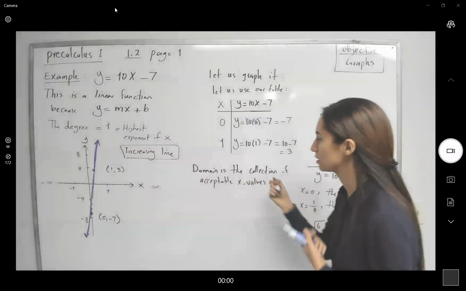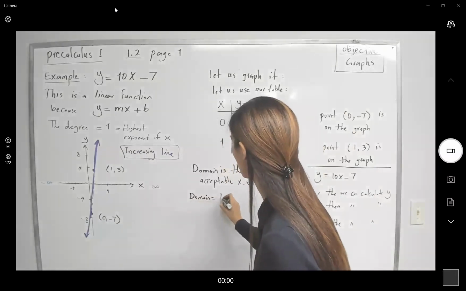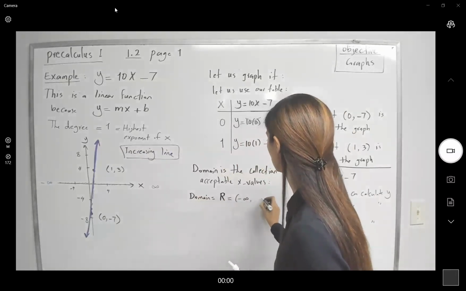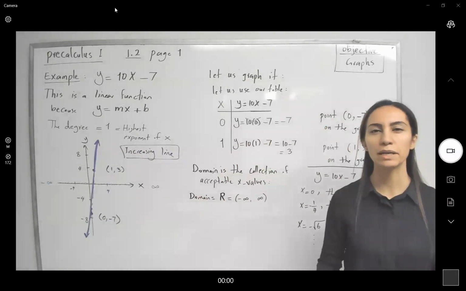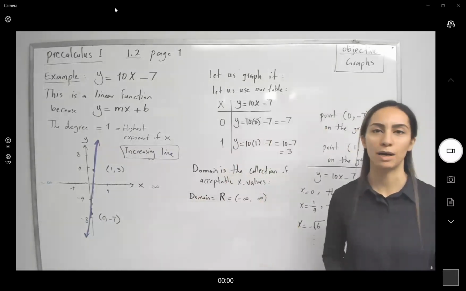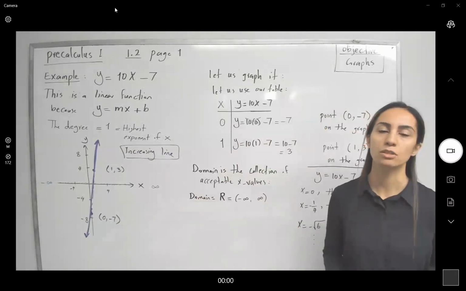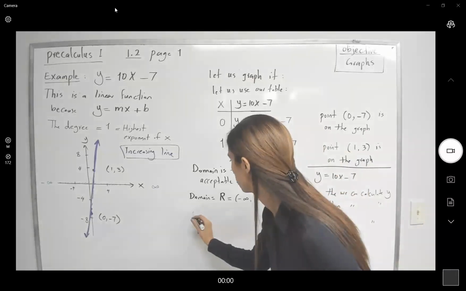So domain is R, bolded R, representing -infinity to +infinity. Now that you have your domain, you can easily decide about your range. What is range? Range is the collection of y values. So what is range then?